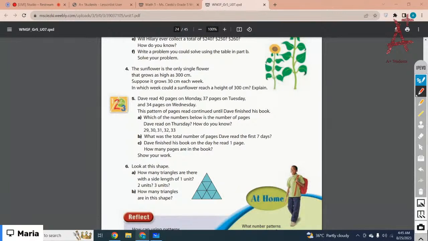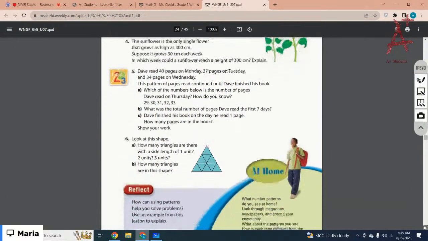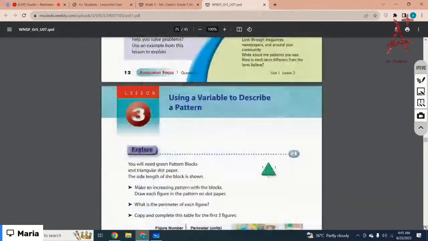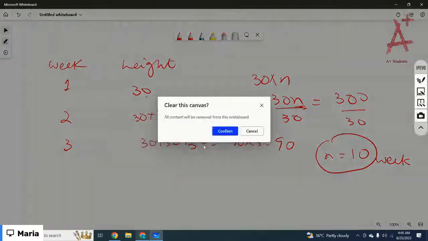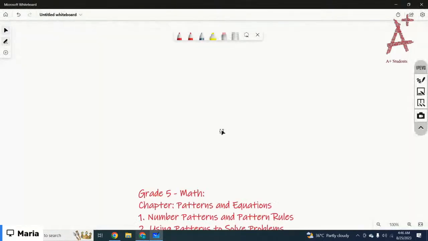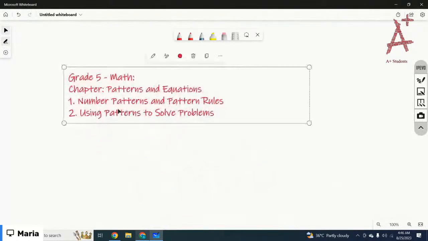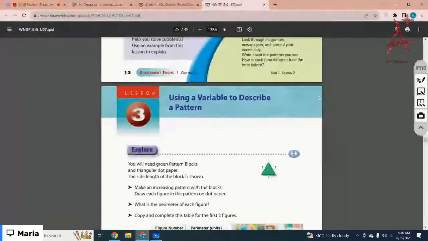Okay, so we are done with the lesson. We'll start the next lesson in the next session. We're done with the first 2 lessons from the chapter. We have started the chapter on patterns and equations. The lessons we have covered are number patterns and pattern rules, then using patterns to solve problems, right?